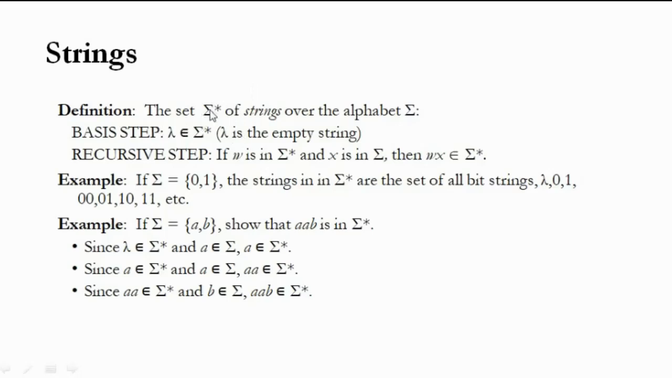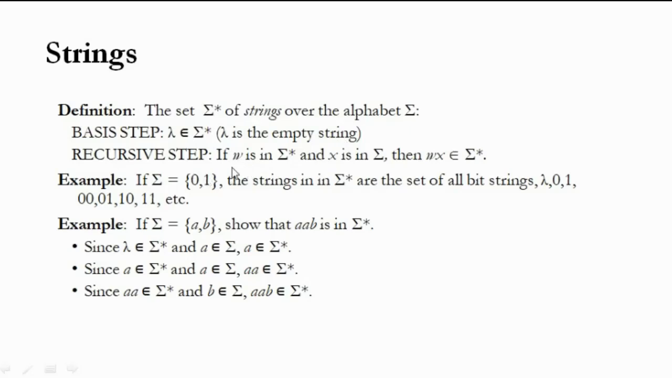So the set sigma star of strings over the alphabet sigma. Basic step, for example, lambda. Lambda is an empty string. That means null. So a string can be null. So null belongs to sigma star. Why do we say sigma star? Because this particular set consists of 0 or more occurrences of a character. So lambda is an empty string.